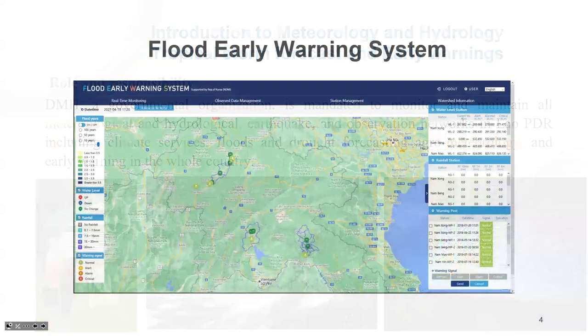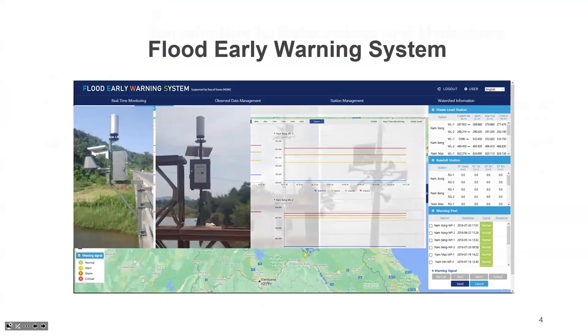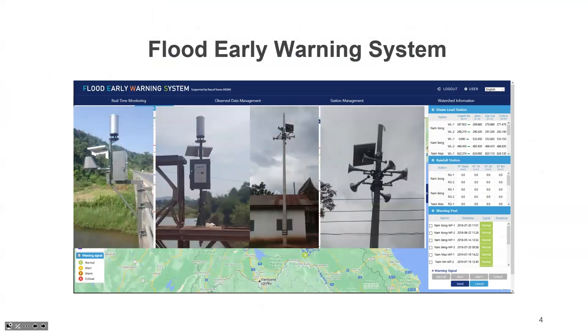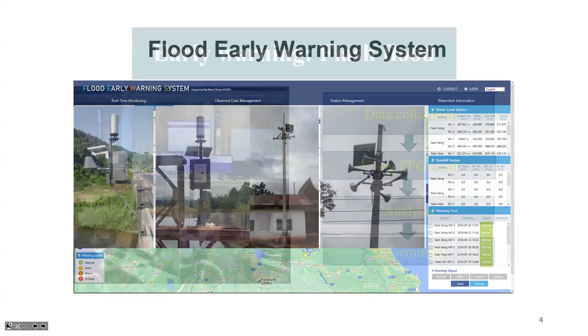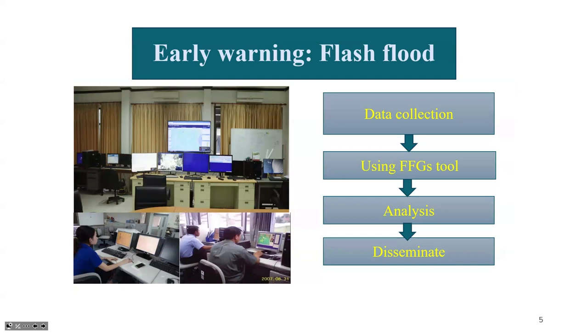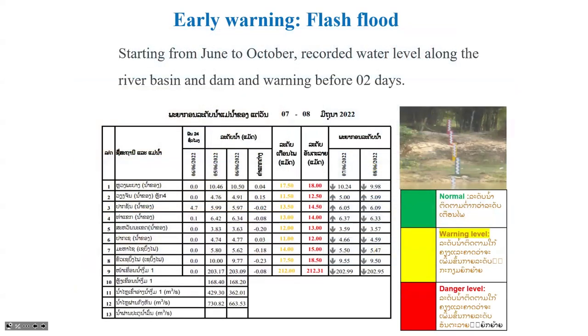This is the flood early warning system. And also we have a station for flood early warning. And this is the early warning flash flood. Actually, we collect data using automatic and manual data collection and using the FFG tool, and then analyze and disseminate. This is early warning flash flood. In Laopedia, starting from June to October, we record water level along the river basin at the dam. Warning for 2 days. And we observe warning level and danger level also.